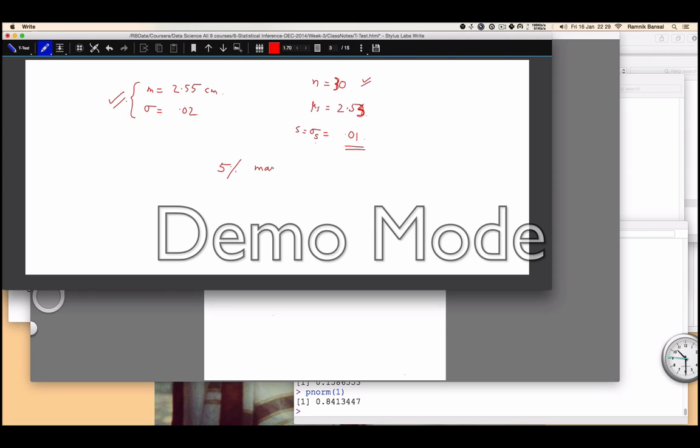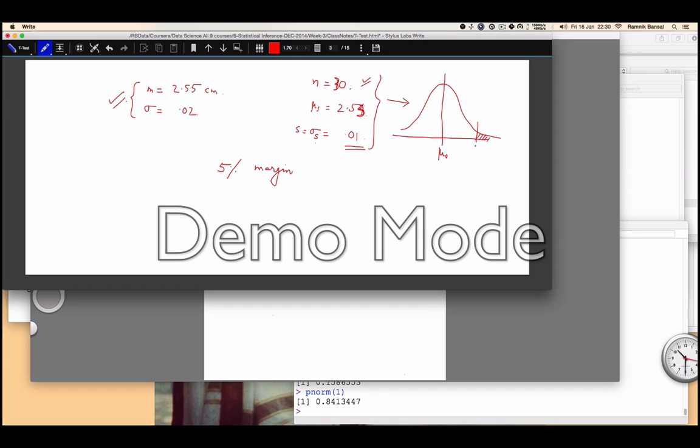5% margin of error, right? Which means that only 5% chances are there that when I take the sample, my answer would go wrong. Let us assume this is my actual distribution, this is mu 0. Now there are chances that the sample that I take ends up falling here, all the 30 samples.